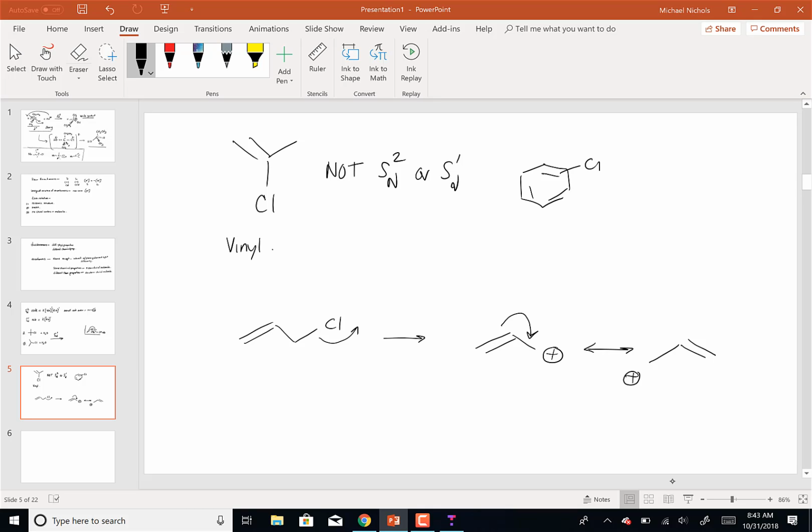So with SN1, the reactivity is based on the stability of the carbocation that's formed. When we're talking about SN2, the reactivity is based on whether it's tertiary, secondary, or primary, but the reactivity is based on steric hindrance. So for SN2, when there's not a lot of steric hindrance, the reaction goes fast. When there is a lot of steric hindrance, the reaction doesn't go.